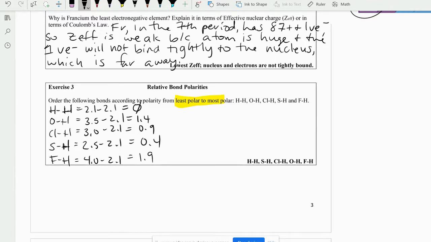All right, so after doing some basic subtraction, I found the electronegativity differences between these. And clearly, I can go ahead and rank them now. So the answer, instead of rewriting them, I will just draw your attention here.